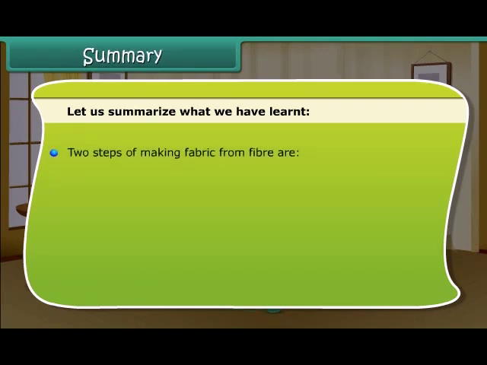Two steps of making fabric from fiber are: 1. Making of yarn from fiber. 2. Making of fabric from yarn.